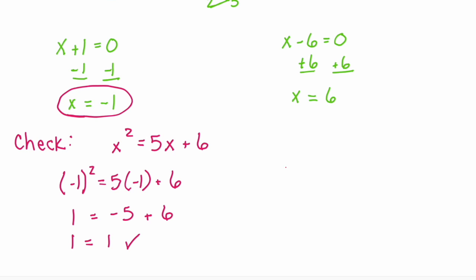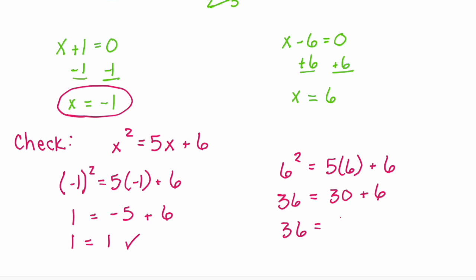Now let's check 6. So 6 squared, does that equal 5 times 6 plus 6? 6 squared is 36. 5 times 6 is 30. So the left is 36 and the right, 30 plus 6, is 36. That also checks. So x equals 6 is another possible answer. So our final answer is x equals -1 or 6.